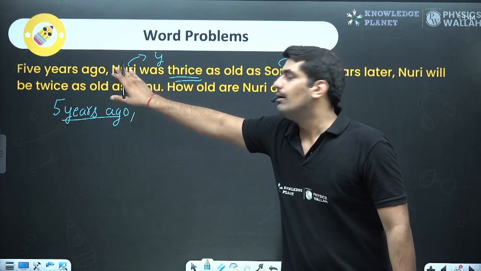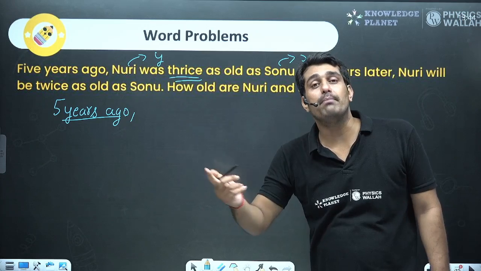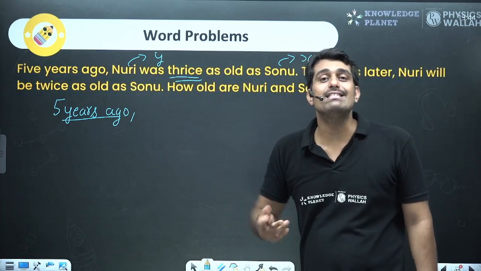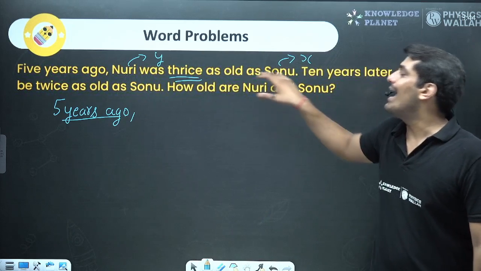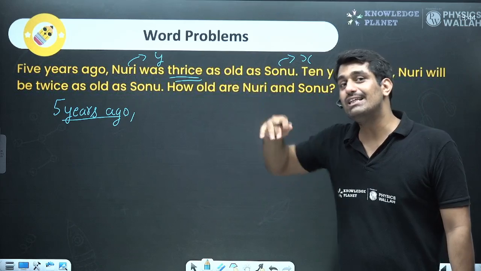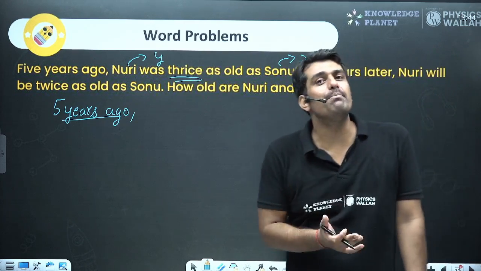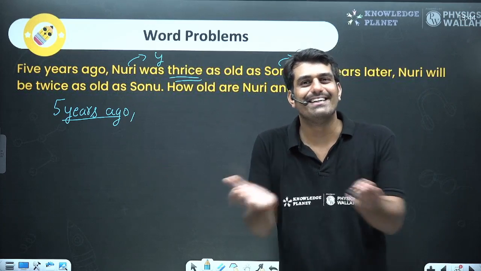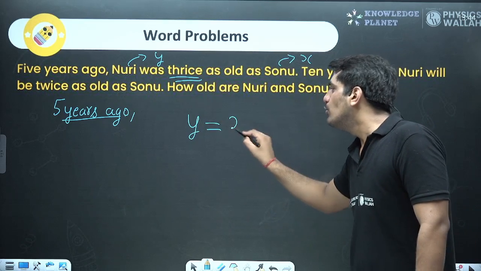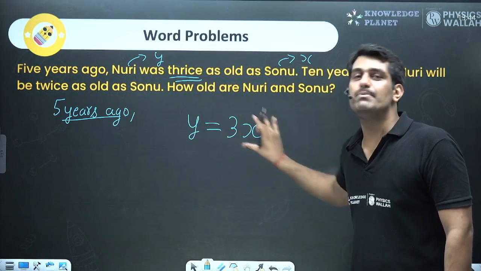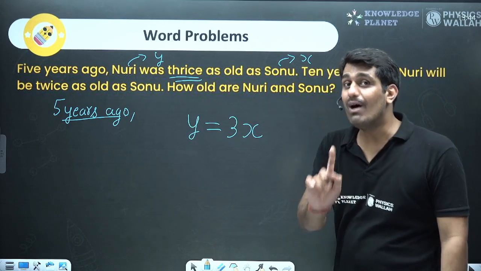So one being y, another being x. The relation is thrice. 3 has to be multiplied, but on which side? For this you need to understand who is the elder one and who is the younger one. Nuri was thrice as old as Sonu. So Nuri is old, she is the elder one. Who is the younger one? Sonu. So where should we multiply such that the beam balance comes to balance? I hope you are realizing this part. y equals, I should multiply 3 to the Sonu side so that the ages become equal. y equals 3x. One equation we have got.